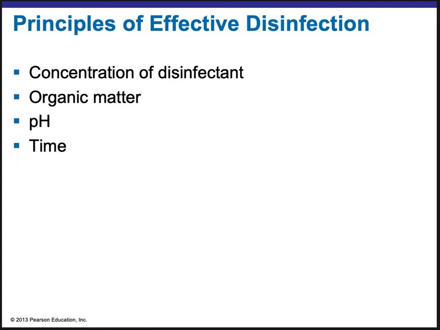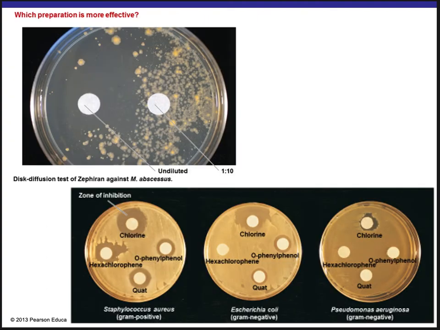How much organic matter is present, including how many bacterial cells, and not just bacterial cells, but any microbes, how much of them are present, what's the pH that you're working with, and how much time are you willing to expose. So all of these contribute to the microbial death rate.